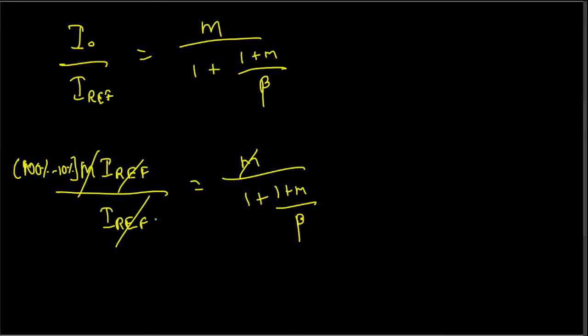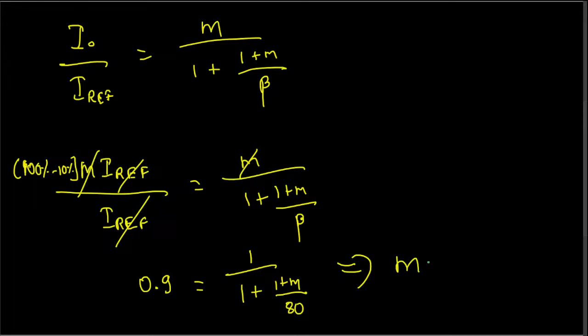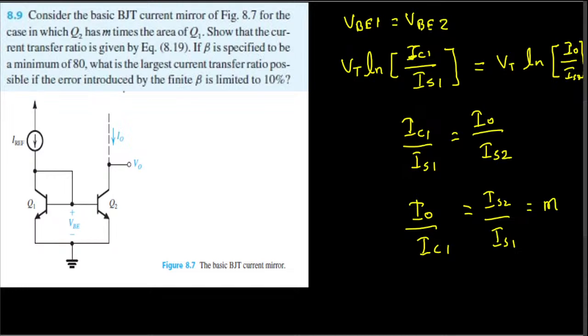We get 90%, that is in decimal 0.9, and here we get 1 over 1 plus M over beta. Beta is 80, and here we just have to solve for the M, and we will end up getting 7.89 for the M. And that's how we do this kind of problems, and that is our transfer ratio.